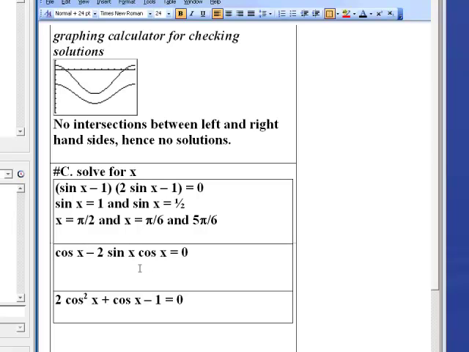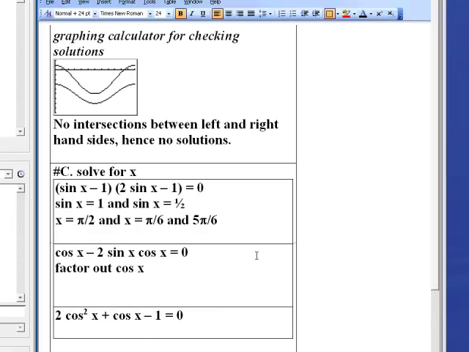Okay, this one here. Oh, now we encounter cosine and sine. We haven't come across that yet. That's really kind of a bummer. They just throw something new at us. However, it's actually really simple. Notice that both terms on the left-hand side have a cosine in them. So what do we do with it? Factor it out. Factor out cosine x.